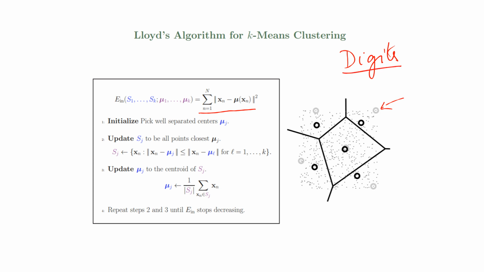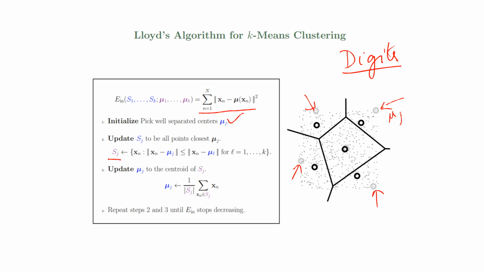So basically, we begin with picking centers that are well separated. That is step number one. These are well separated centers, and we begin with them and assign. So step one is to pick well separated centers, and then update S sub j, the subsets, to be all points that are closest to these mu sub j's. Essentially, I'm assigning all the data to one center or another, depending on their distance from that center. And so I'll have some kind of initial cluster S sub j.